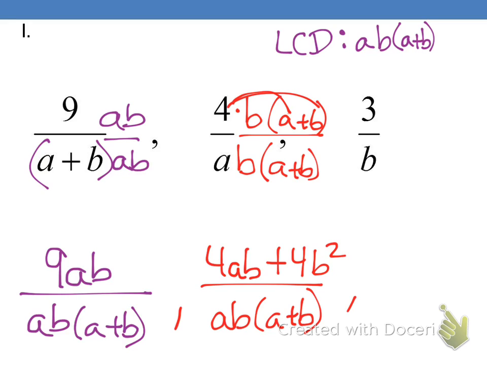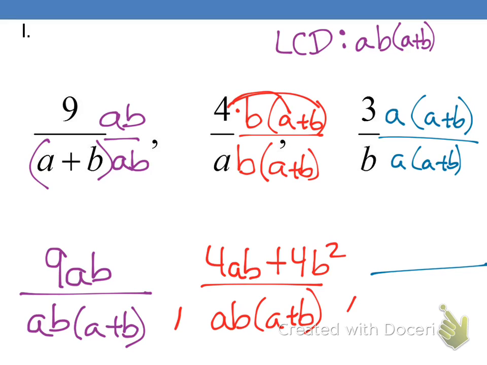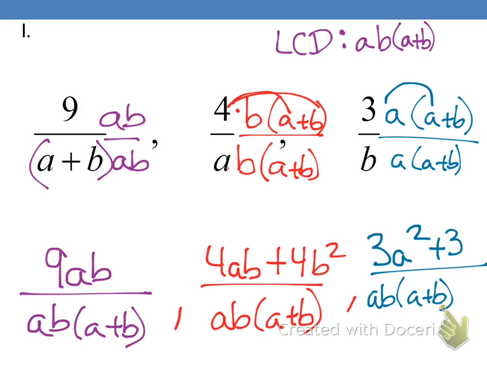And finally, what is the third rational expression missing? A plus B. A times A plus B over A times A plus B. Denominator, A, B times A plus B. What's 3 times A? 3A. 3A times A? 3A squared plus 3AB. Good.